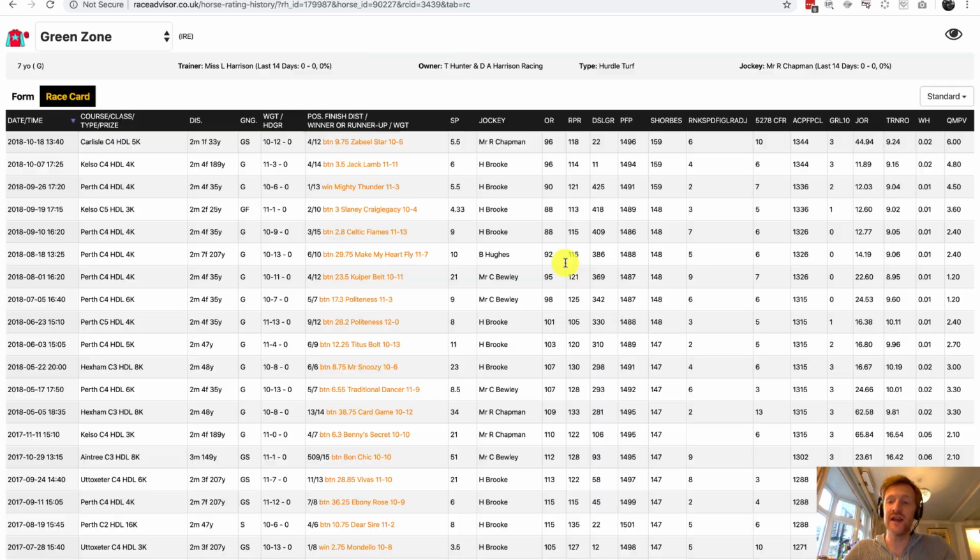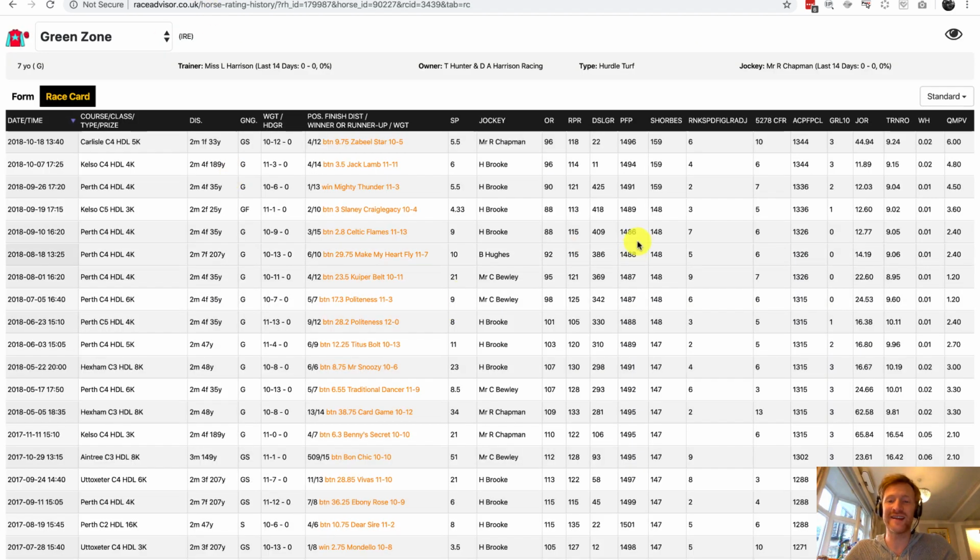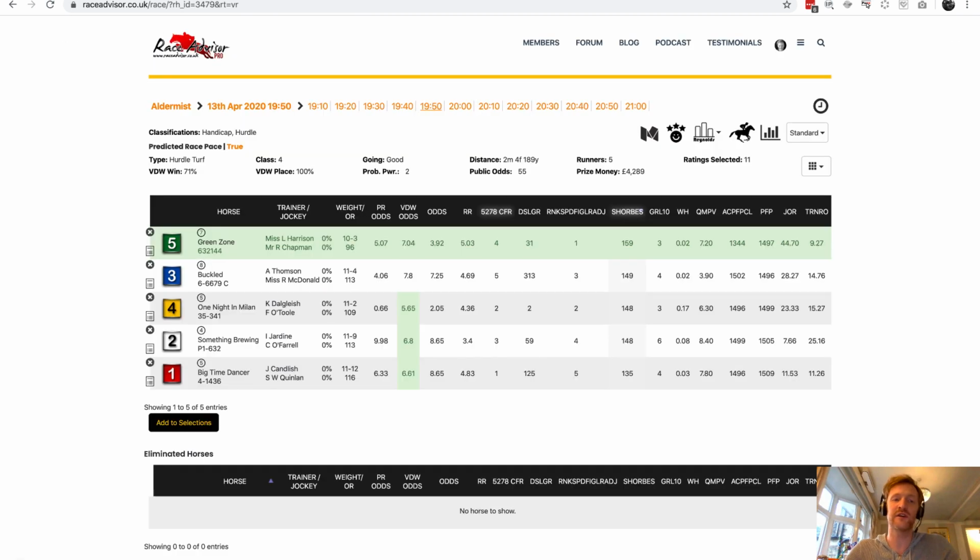QMPV has increased again. I mean, look here, QMPV was 6 in its last race, and has gone up to 7.2. Average competitive PFP class has stayed the same. The PFP is now 1497, again a slight increase from last race of 1496. So everything is looking very strong for Green Zone, and actually that's flipped me from One Night in Milan to Green Zone. So this is why it's important to cross-check the horses that you aren't looking at.